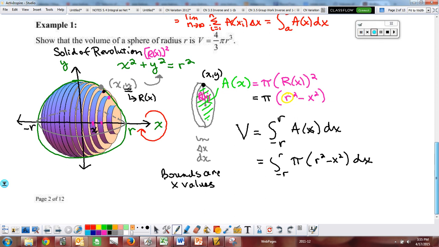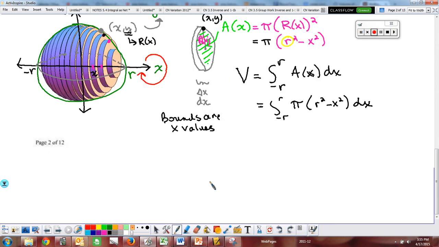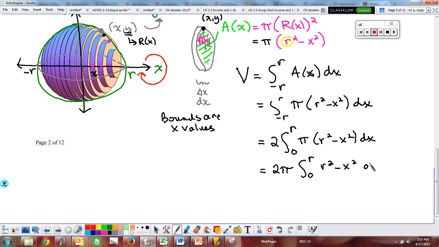Now, we basically just need to integrate that. When we're integrating that, remember that r squared is a constant. Now, I'm also going to make one change here, mostly because it's easier when you're doing your fundamental theorem of calculus with net change. This is symmetric, right? So we could basically do twice the integral from 0 to r of pi times r squared minus x squared dx. That would be easier to plug in 0. And this pi is a constant, and I'm going to pull that all the way out to the front. So it's 2 pi, definite integral 0 to r of r squared minus x squared dx.